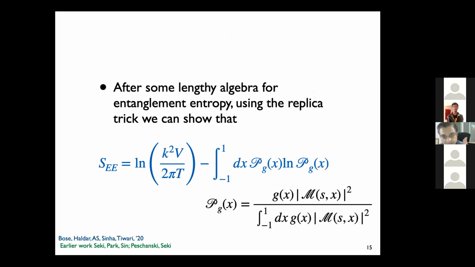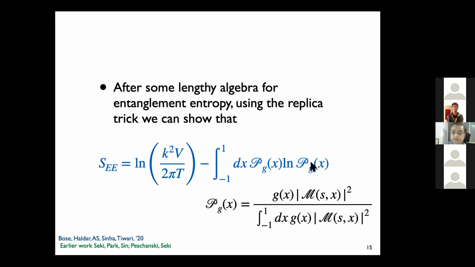After some lengthy algebra, it's straightforward, but it's still lengthy. What you will find for entanglement entropy, so you would calculate the usual von Neumann entropy by doing some straightforward but complicated momentum space integrals. Using the replica trick, you would find that the entanglement entropy is given by log of V divided by T. So this is a spatial volume, and T is the time interval over which this process is happening. So this is not well defined.